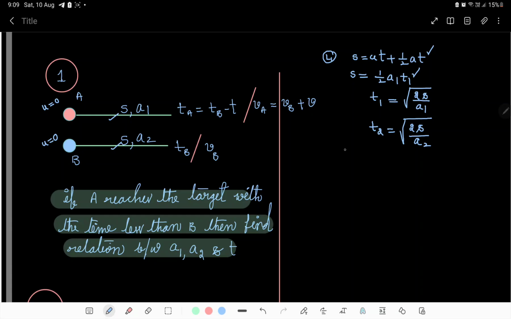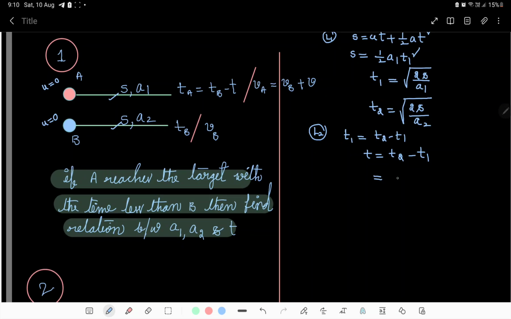So let's say logic number 2: since t1 is equal to t2 minus t, therefore t is equal to t2 minus t1, right? That can be written as under root of 2s by a2 minus under root of 2s by a1, right? Therefore if you take out this under root 2s, that will be 1 by under root a2 minus 1 by under root of a1.